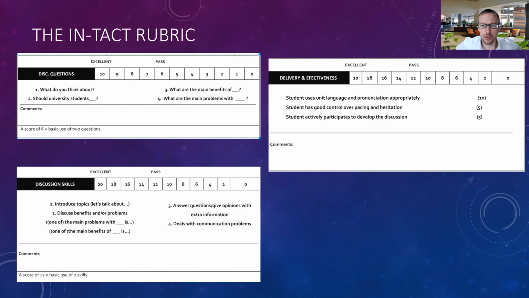Now, on the right-hand side, another potential problem is that there are a number of constructs conflated under the umbrella term of delivery and effectiveness, without very clear delineation as to what each of those means. There are also quite a lot of scale points on the charts. 20 points is quite a lot, and we'll see that has caused some problems, which we'll see a little bit later.